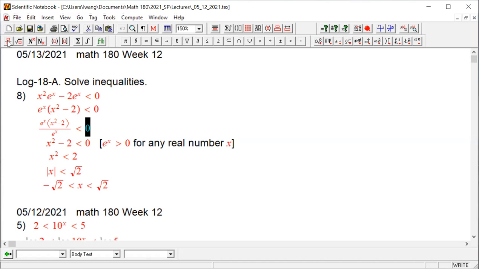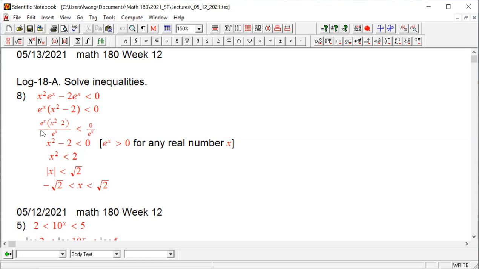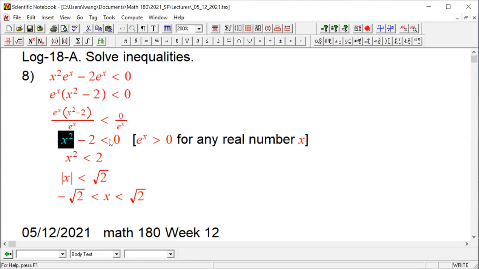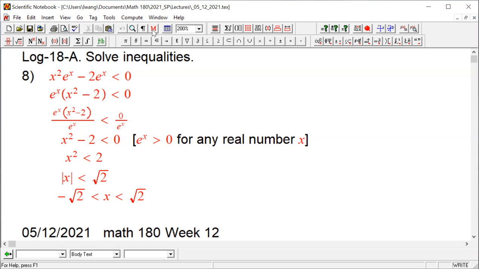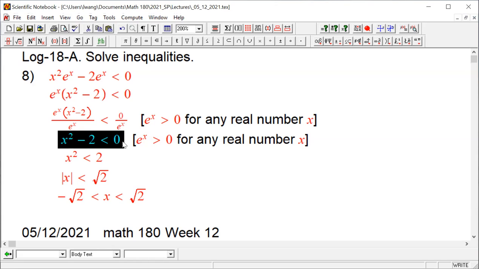If you divide both sides by e to the power x, it's going to be positive, because e to the power x is positive. Therefore, as a result, we will be able to get the next step. So it's all because of this reason. This is the reason from this step to the next step.